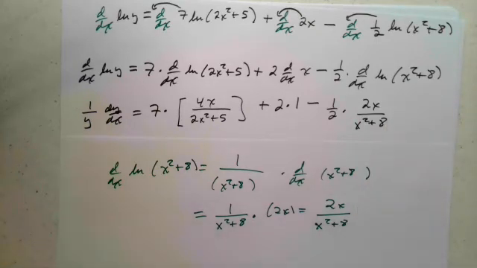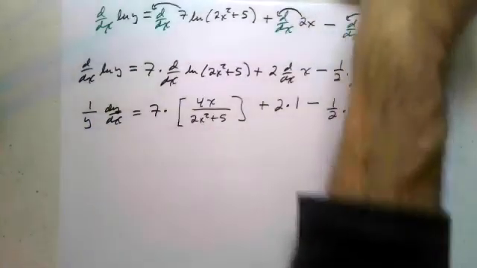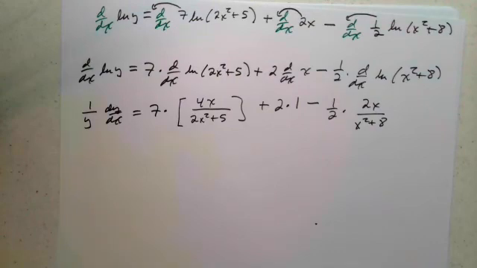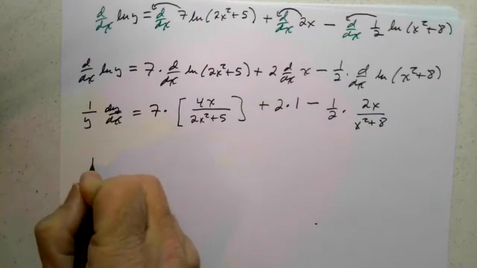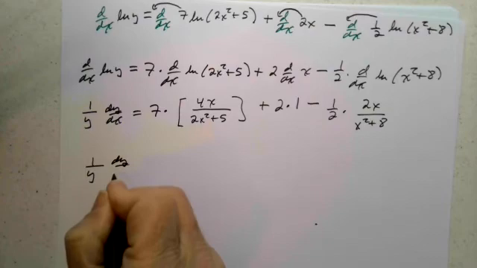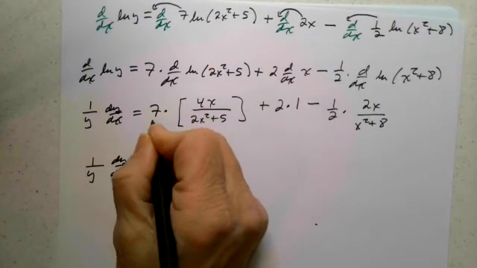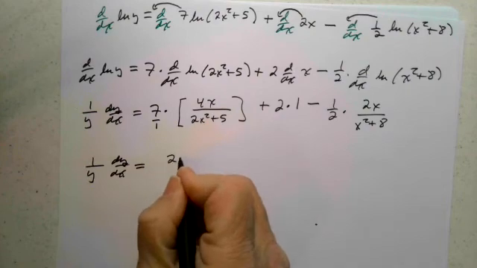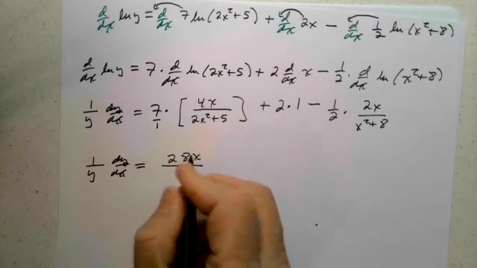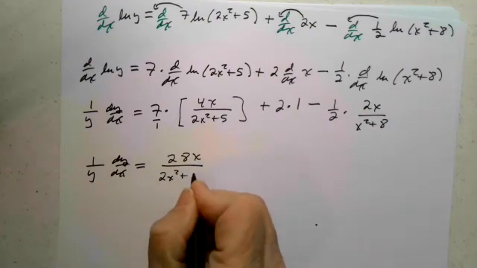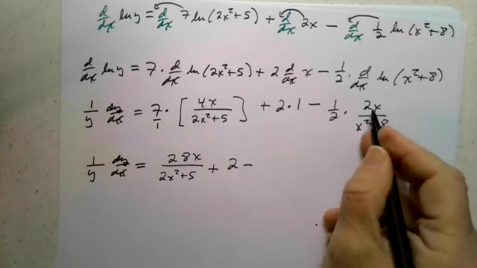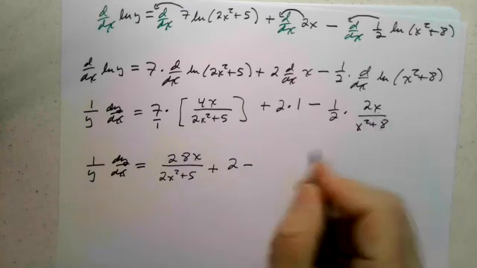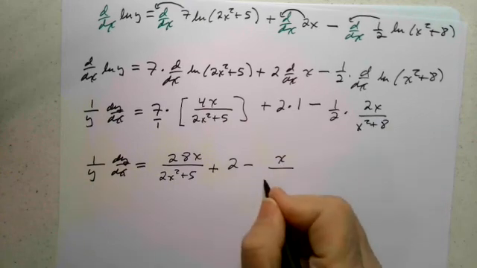And let's do some simplification here if we can. That would be nice to see. What are we going to get here? Well, the left-hand side is still 1 over y dy dx. 7 over 1 times 4x, 7 times 4x, 28x over 2x squared plus 5. Plus 2 times 1 is 2, minus 1/2 times 2x. Well, that would just be x over x squared plus 8.